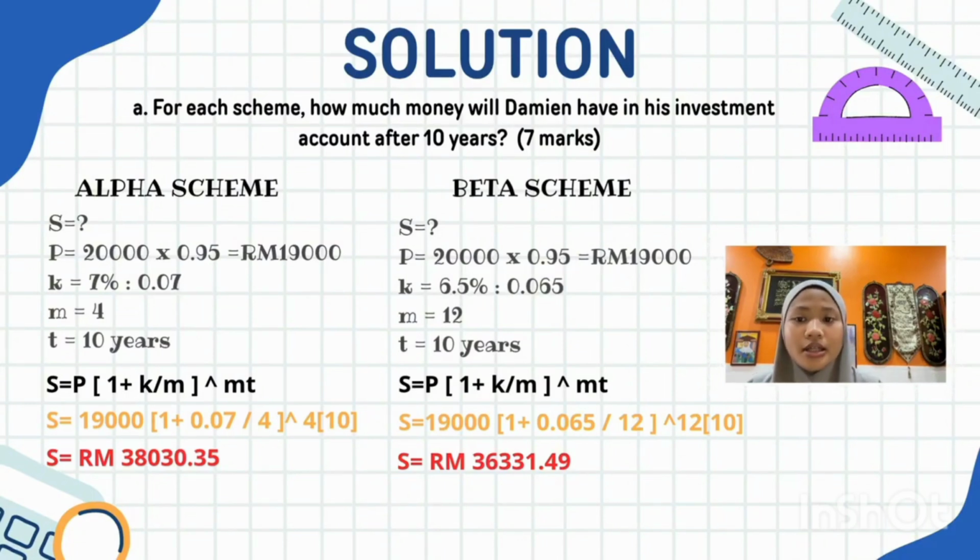The variables given here are interest rate K 6.5%, equal to 0.065. Compounded frequency M, we have 12 times a year, which is compounded monthly. For time, which is T, equal 10 years. Using the same formula, we substitute the respective values for these schemes, which is S equal 90,000 bracket 1 plus 0.065 over 12 bracket power 12 times 10. The final accumulated amount for the Beta scheme is 36,331 ringgit 49 cents.